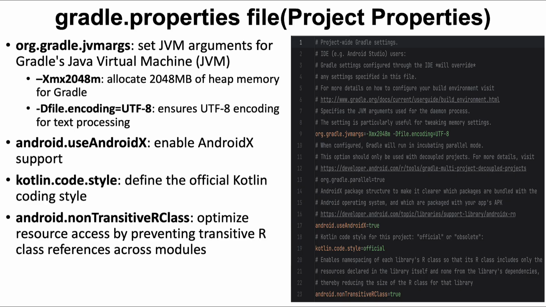New behavior, when enabled: each module only knows about its own R class. So faster build times because Gradle doesn't search other modules for resources. You must explicitly reference dependencies if a module needs access to another module's resources.